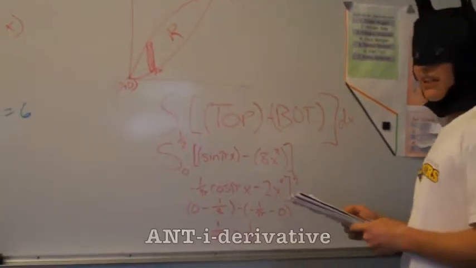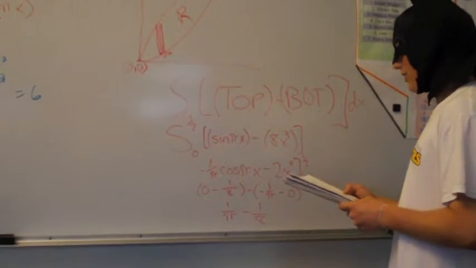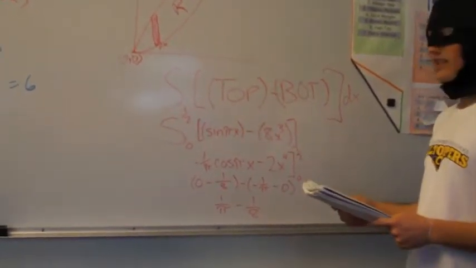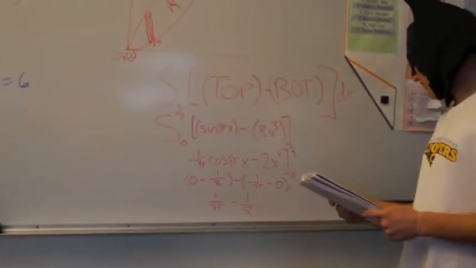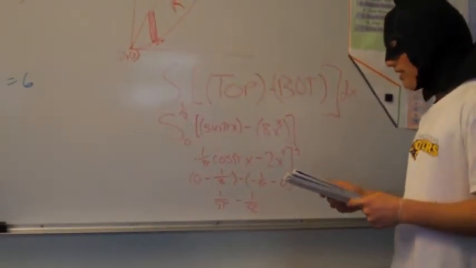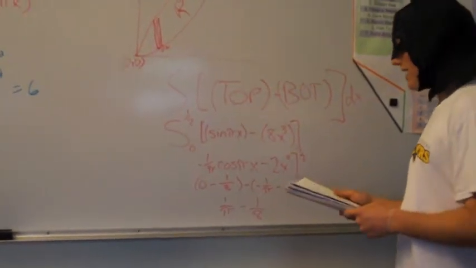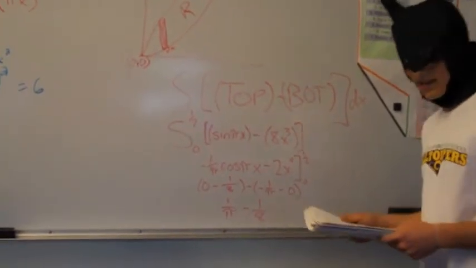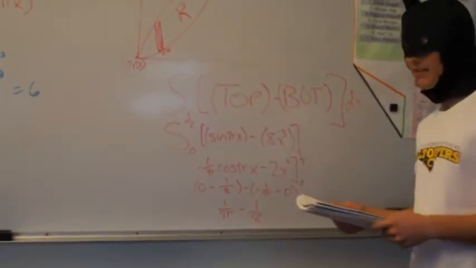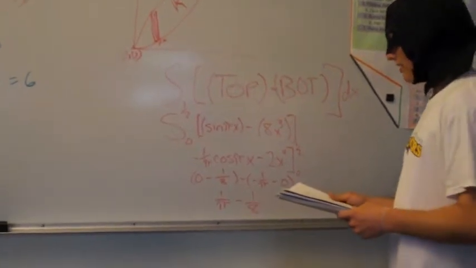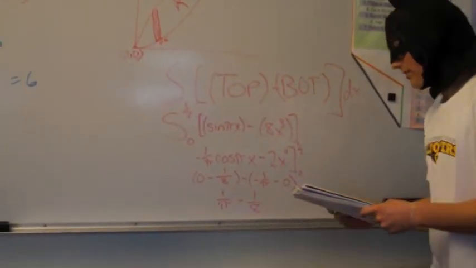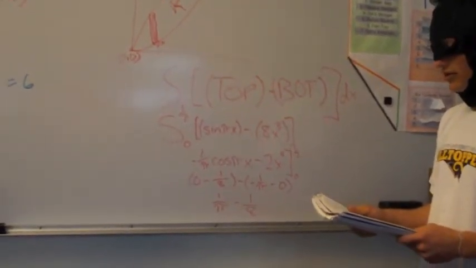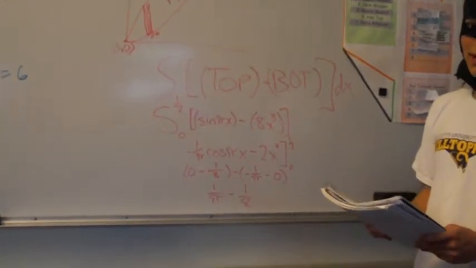You then take the antiderivative of that, which comes out to be negative 1 over pi cosine of pi times x, minus 2x to the 4th. Then we substitute 1/2 into the antiderivative to get negative 1/8. Next, substitute 0 into that same antiderivative. That leads to a value of negative 1 over pi. We then subtract negative 1 over pi from negative 1/8 to get an answer of 1 over pi minus 1/8.